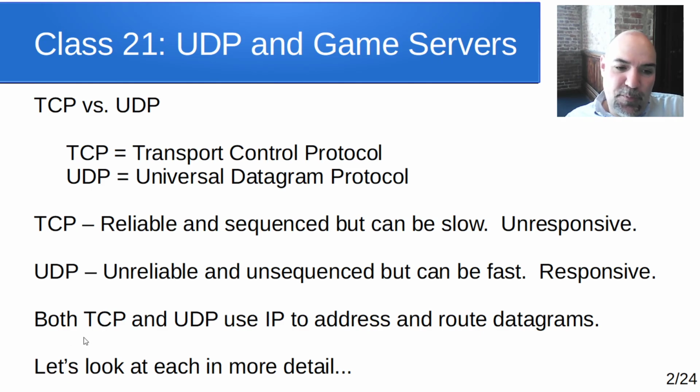The idea here is both TCP and UDP use IP to address and route the datagrams, the actual packets that carry the data. But the difference is that TCP adds another whole layer of processing that checks them, verifies them, and if any are missing, re-requests them. If any are received out of order, it flips them around. UDP doesn't do any of that. It just passes the datagrams through. So let's look at each of those in a little more detail.